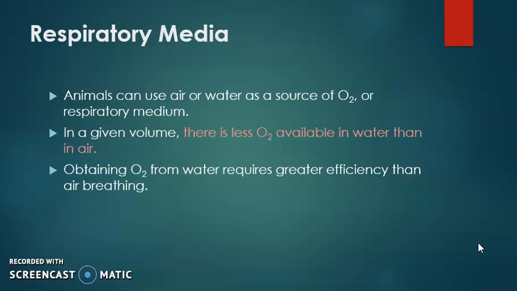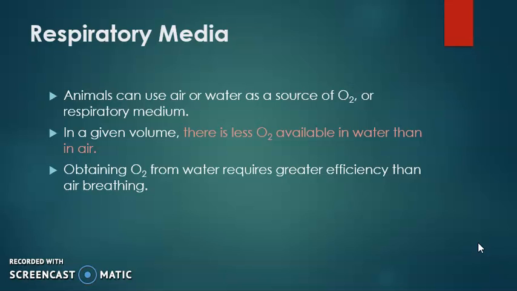Then what's required? Respiratory medium is required. For this exchange to take place, animals can use air or water as a source of oxygen, or a respiratory medium like blood. Now in a given volume, there is less oxygen available in water than in air. So in air, basically there is more oxygen. In water, of course, there is less.